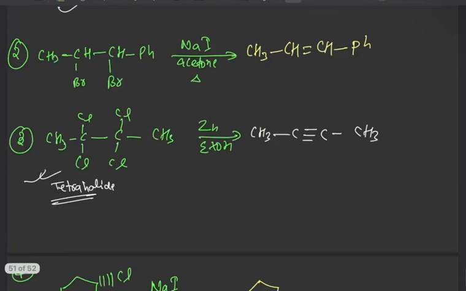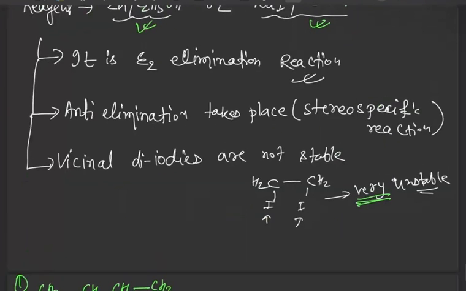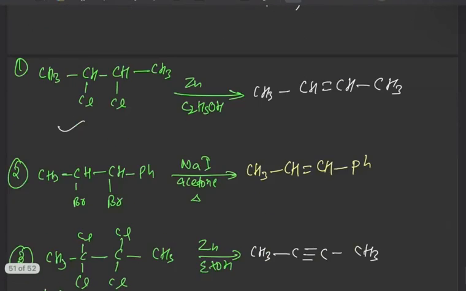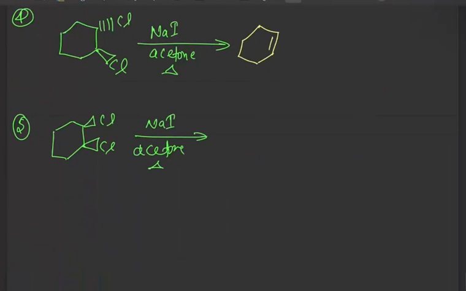If you will read the statement, here it is written this will be anti-elimination. Anti-elimination means what? Both halogens should be at anti position. But here both are on the same side. Just wait. So now tell me, if both chlorines are on the same plane, will it form a product?